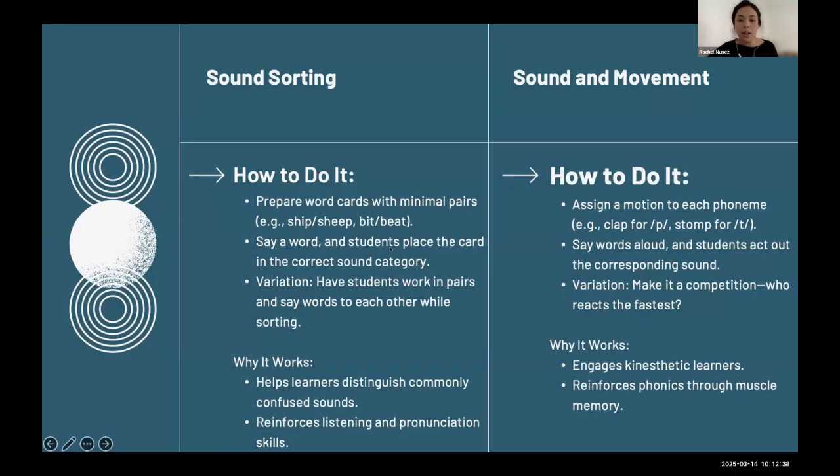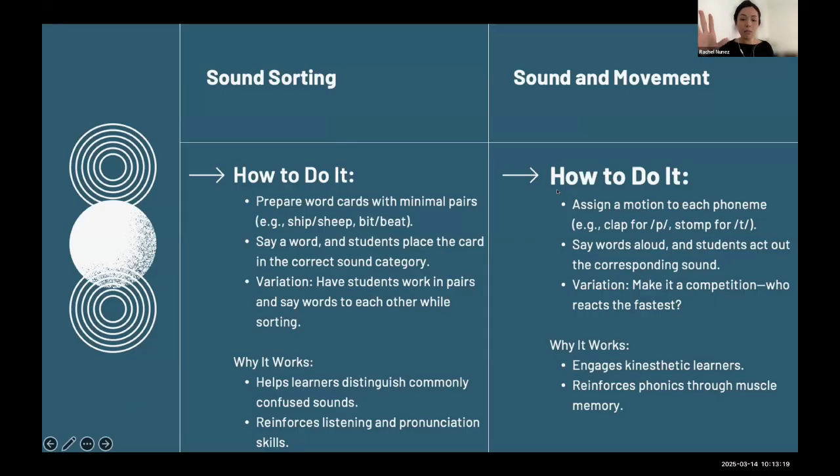You would say the word and have students place the card in the correct sound category. So you might have categories like short I sound and long E sound, and you would have the students place the words and the cards in the correct category. You would have students work in pairs and say words to each other while sorting the different words and sounds. Why does this work? It helps learners distinguish commonly confused words, and it reinforces learning and pronunciation.